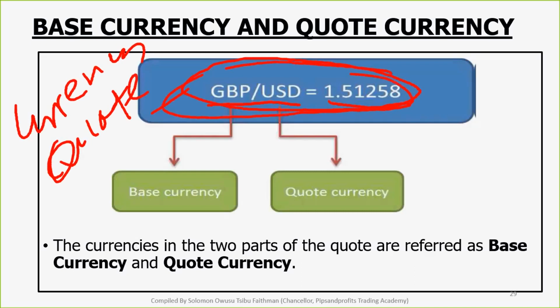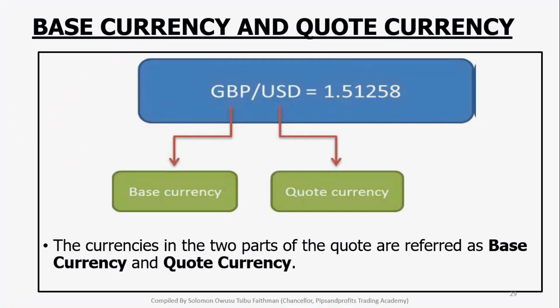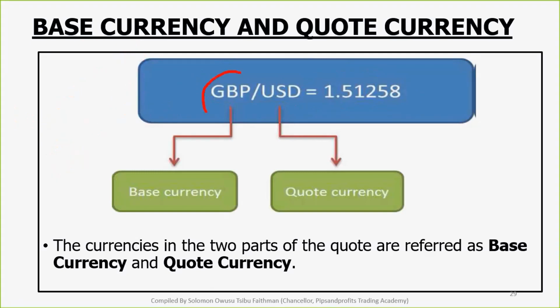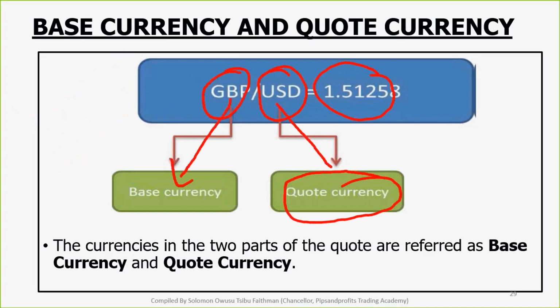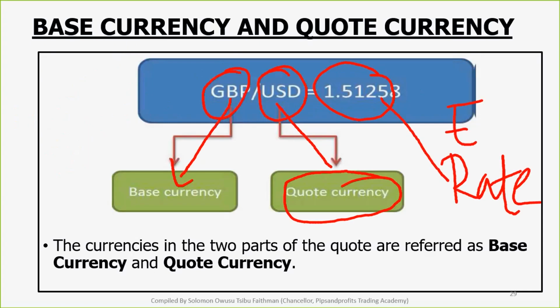Now, this particular code you see here has three parts. The first part you see here, we call it the base currency. The second currency you see here, we call it the quote currency. And then the last part, which is the number, is what we call the rate. That is the exchange rate. Okay? So these are the parts of a currency code.